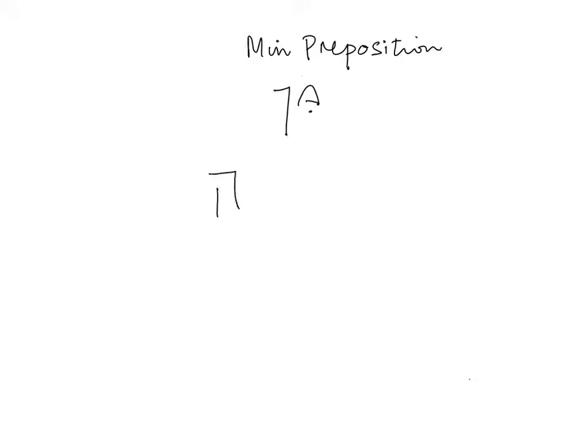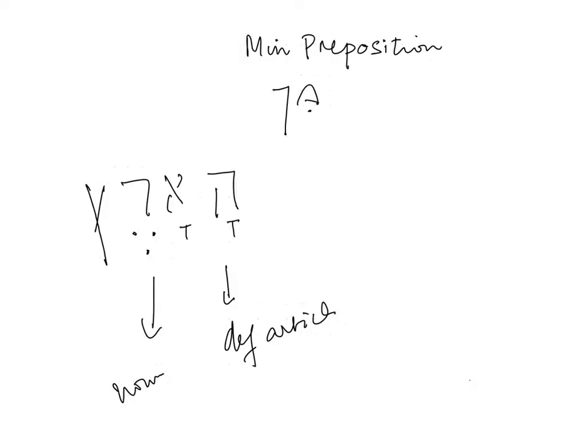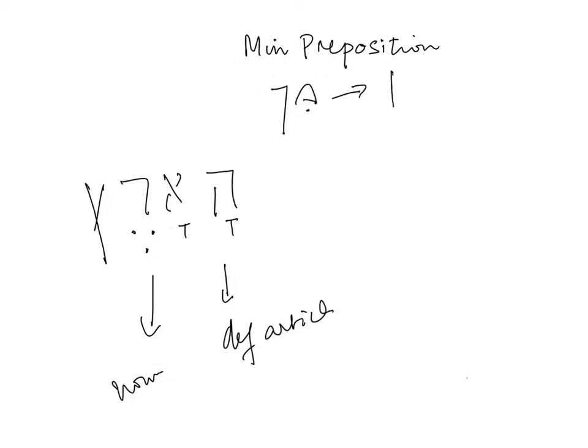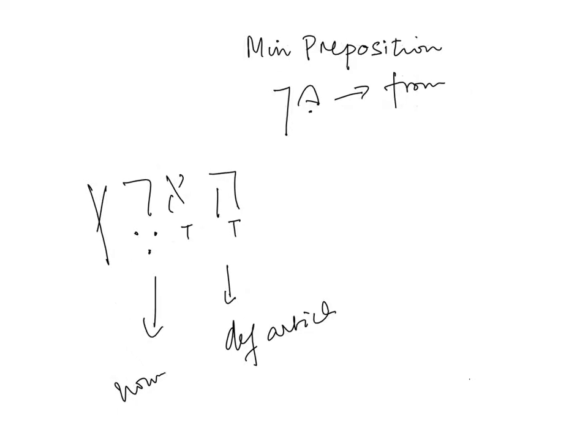I have a word like ha'aretz. Ha'aretz is the word. Now, ha means this is a definite article, and this is the noun. This is the earth. If I want to say from the earth, and remember what is the basic meaning of min? It is from. If I want to say from the earth, then how do I put it?